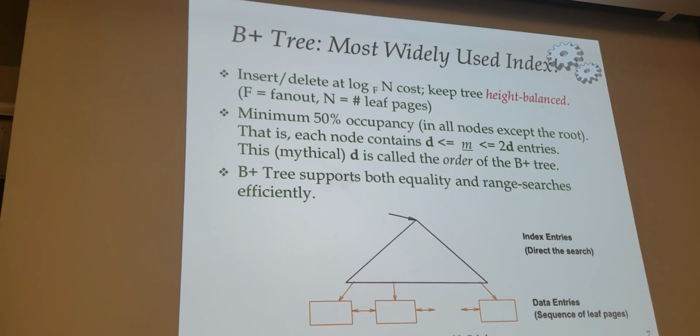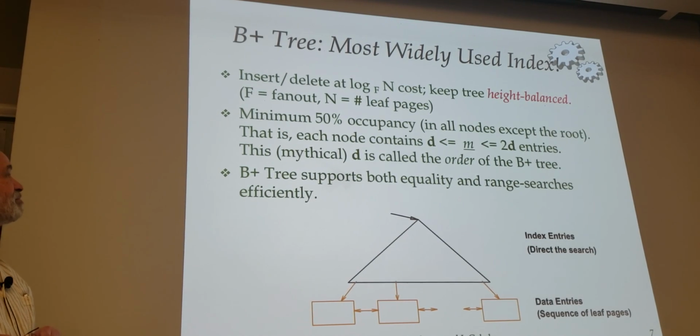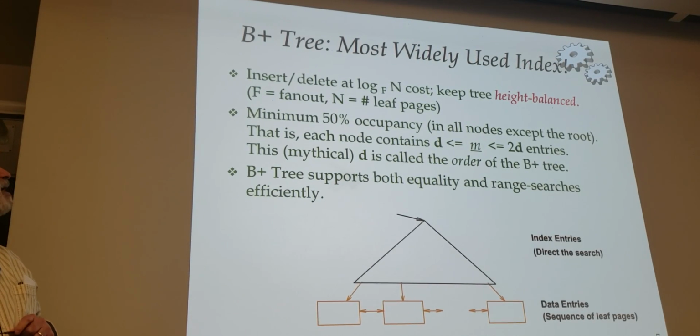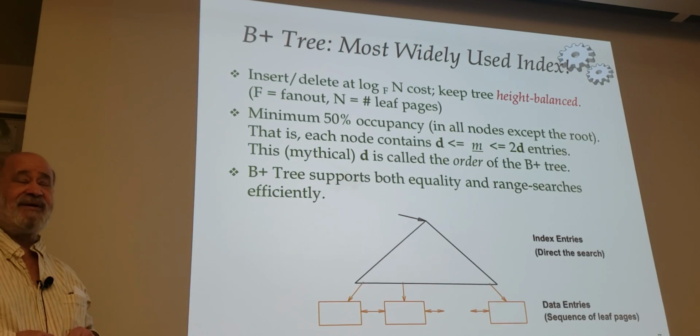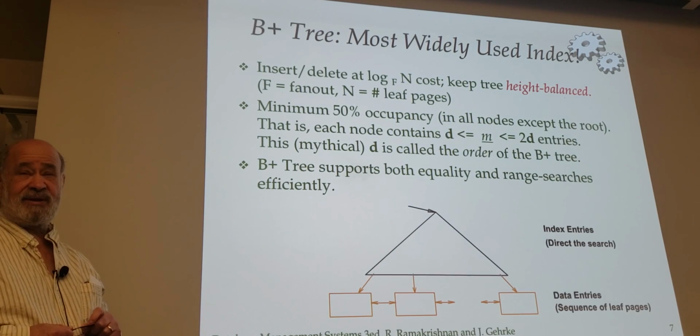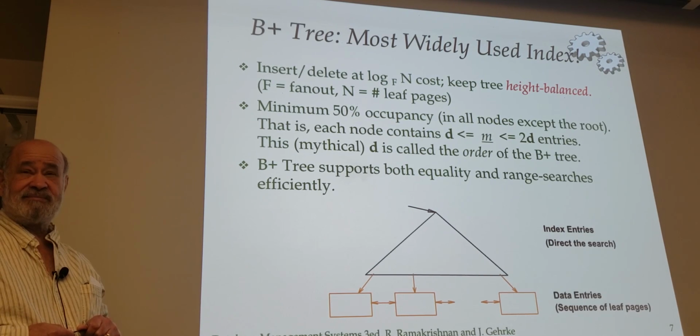So before we get to that, it is probably still the most widely used index. It is going to be something where the operations take log to the base f of n. F is going to be the fan out. What do we mean by the fan out? How many kids do you have at maximum?